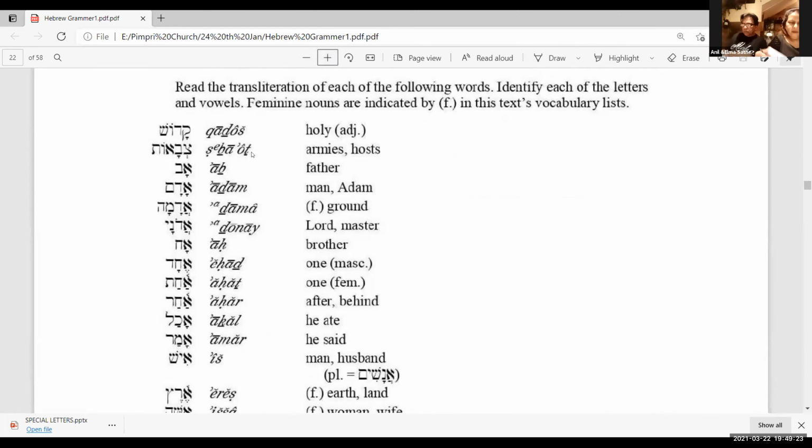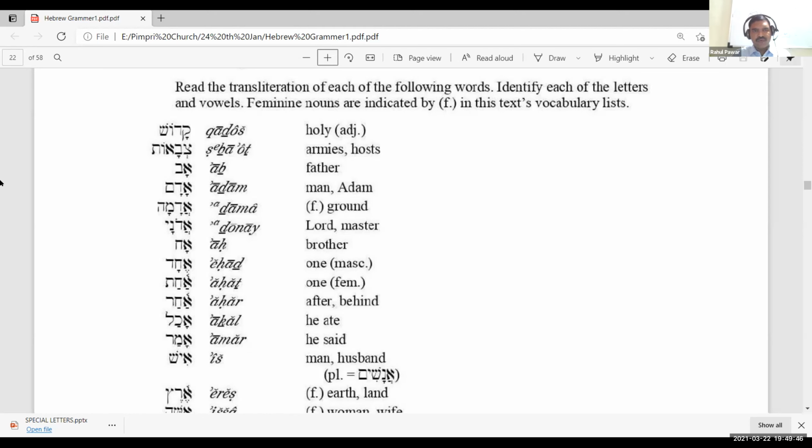Repeat after me. Kadosh. Holy. It is an adjective. Then repeat after me. Sevaot. Sevaot, not ba, sorry. Sevaot. That means armies or hosts.